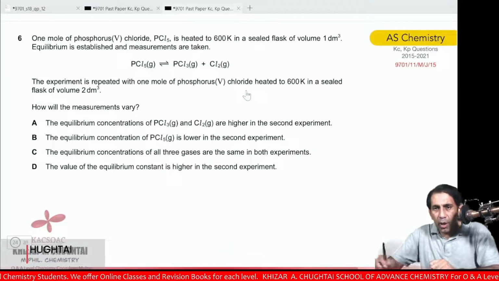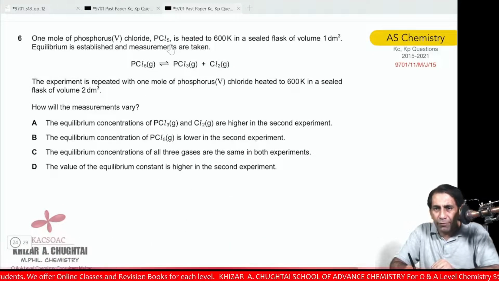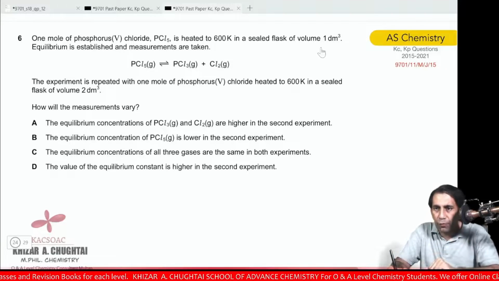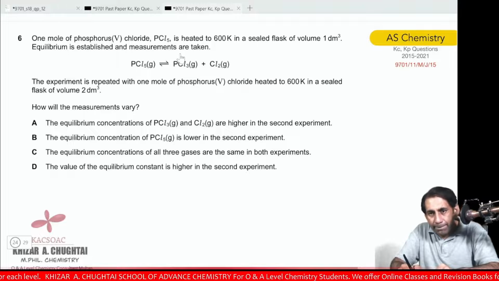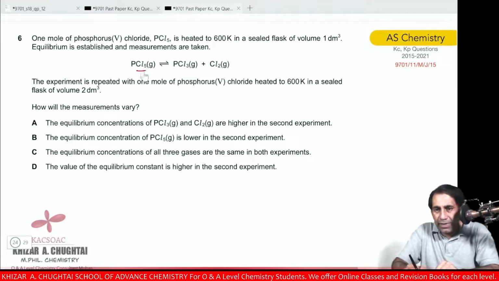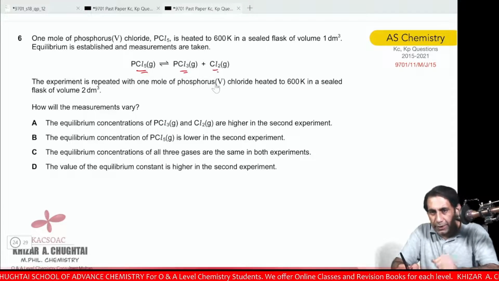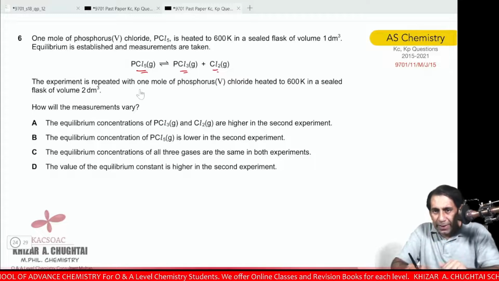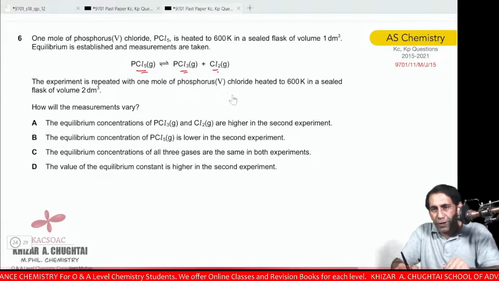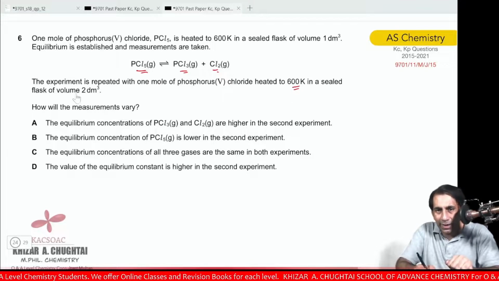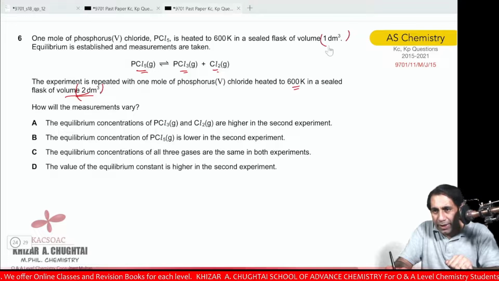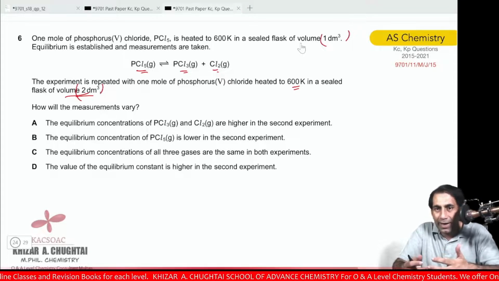Next question. 1 mole of phosphorus chloride, PCl5, is heated at 600 Kelvin in a sealed flask of volume 1 dm cube. Equilibrium is established and measurements are taken. PCl5 goes to PCl3 plus Cl2. The experiment is repeated with 1 mole of phosphorus chloride heated at 600 Kelvin in a sealed container, and now this time the volume is equal to 2 dm cube. Initial volume was 1 dm cube. Now this is repeated at higher volume.